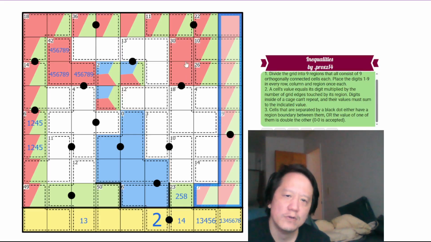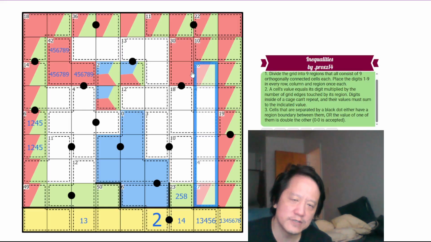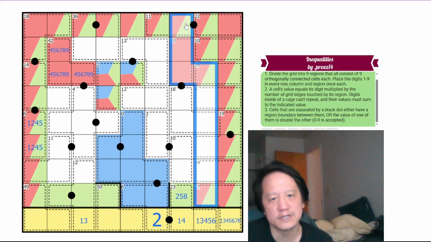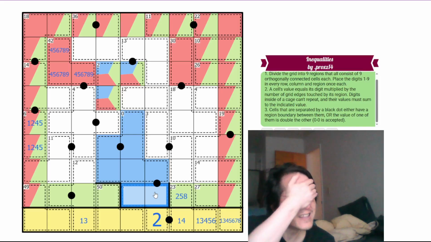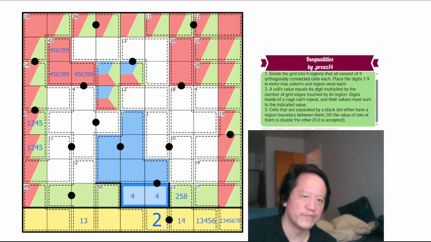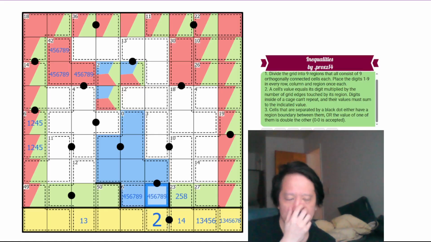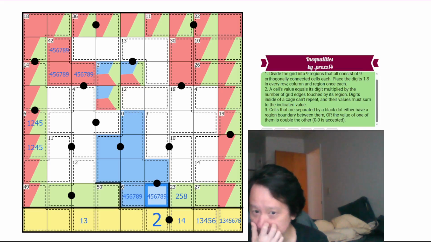Unlikely, though. This would hold 1, 2, 3... Oh, I guess so. 1, 2, 3... 2, 3, 4, 5, 6, 7, 8, 9 does not touch 2 reds. So I don't think this can be red either. This has to be listing at least 13. So then this would be 4 through 9 there. There's no 2, obviously, there.